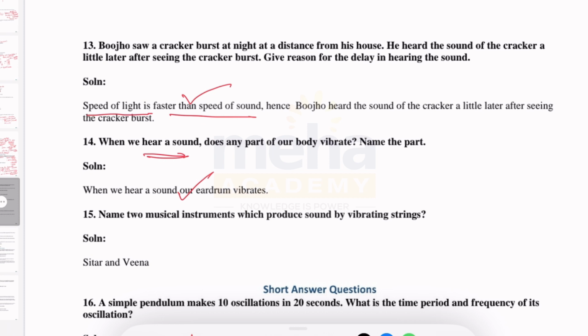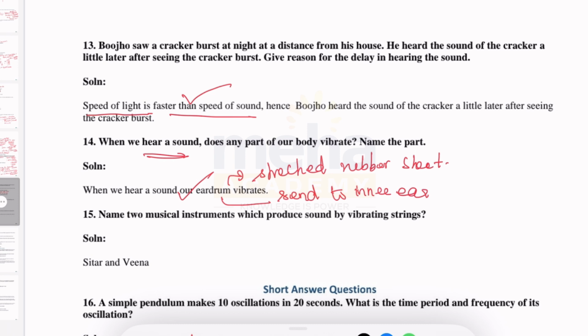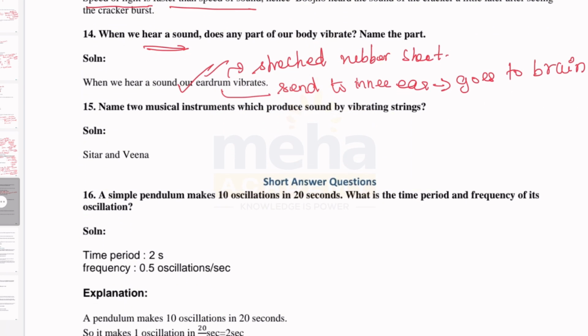So what is an eardrum? The eardrum is like a stretched rubber sheet. From the eardrum, the vibrations are sent to the inner ear. From the inner ear, the signal goes to the brain. So here, which part is going to vibrate? The eardrum, which vibrates and produces the sound. Name two musical instruments which produce sound by vibrating strings: veena and sitar.